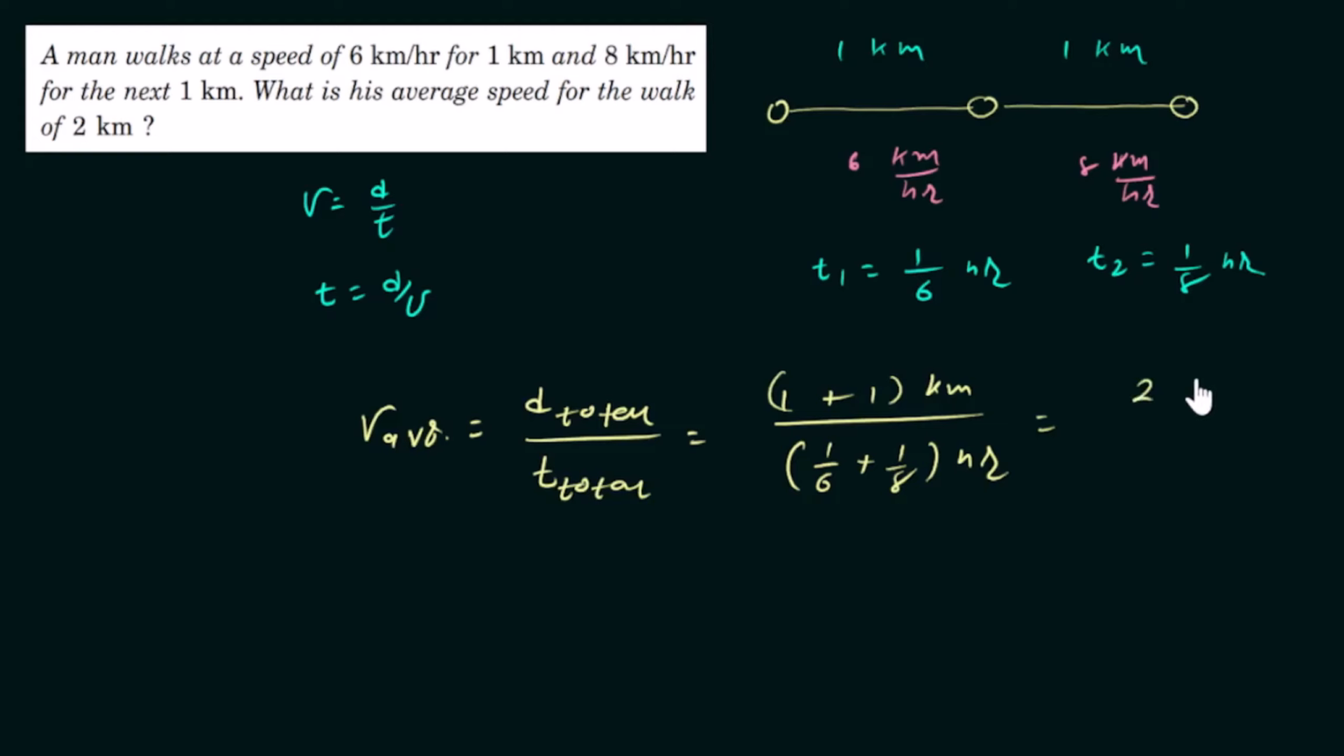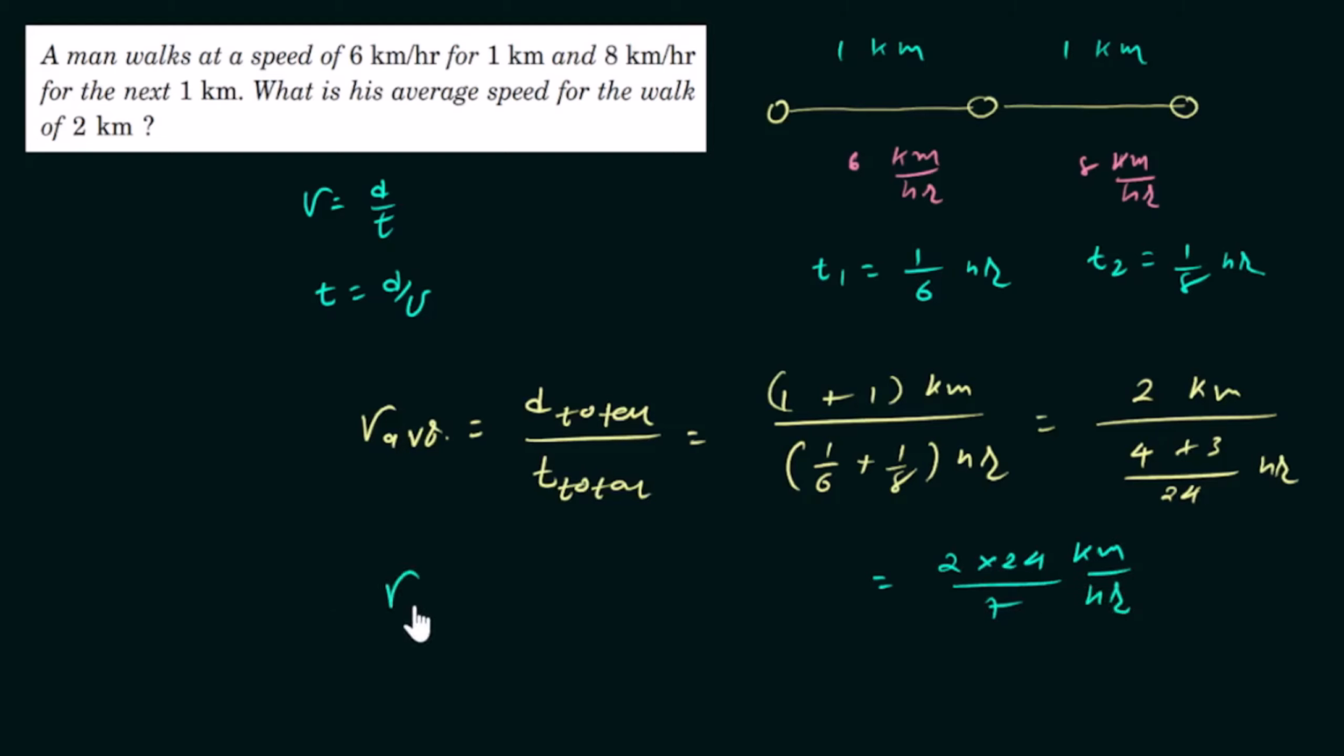So this is 2 km. Here 24 is the LCM, so I can put 4 plus 3 divided by 24 hour. So this is 2 into 24 kilometer divided by 7 hour. This is V average. So 2 into 24 is 48 by 7 kilometer per hour. Here the average speed of this particular walk is 48 by 7 kilometer per hour. That's how we can deal with such kind of problems in which we find the average speed.